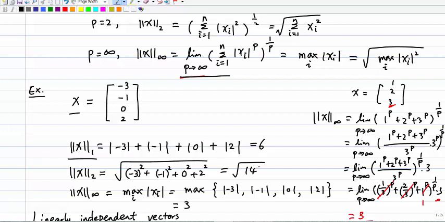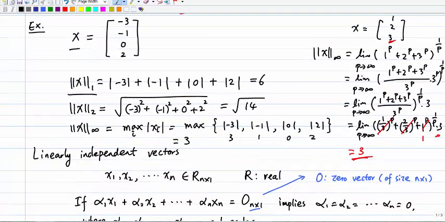So the infinite norm is just you take the maximum value of the absolute value of each entry. So the maximum of the absolute value of -3, absolute value of -1, absolute value of 0, absolute value of 2. So this is just 3, 1, 0, 2. So the maximum of this will be 3. So that's why the infinite norm will be just 3.